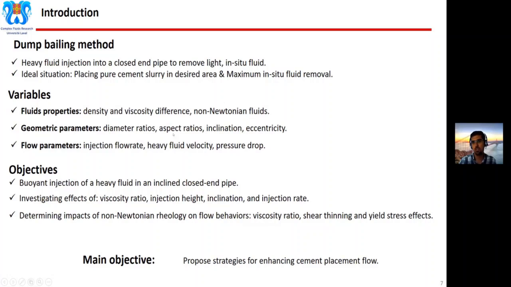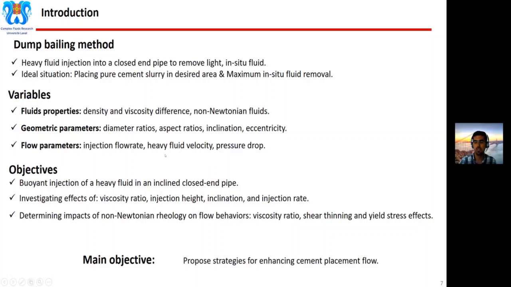So as you saw, there are several variable parameters: fluid properties, such as density, viscosity difference, and non-Newtonian behavior; geometric parameters like diameter ratio, aspect ratio, inclination of the well, and eccentricity of the bailer; and also flow parameters like injection flow rate, heavy fluid velocity, and pressure drop.